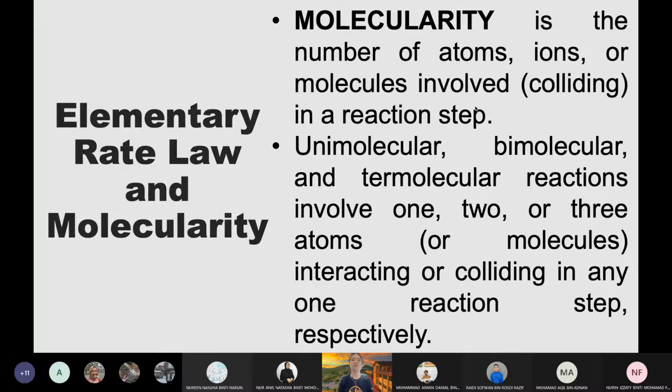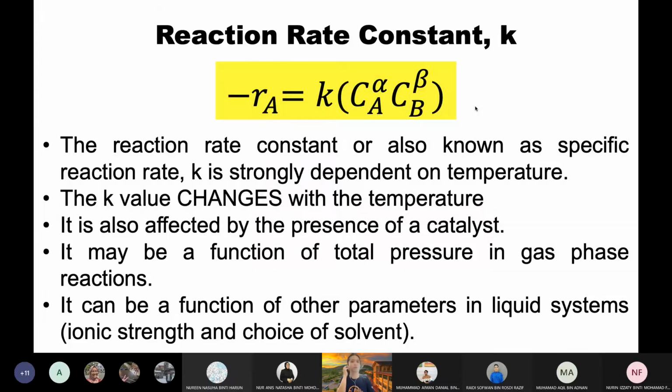So we name it as, kalau ada dua molecule reacting, we call it as bimolecular reaction. 1 is unimolecular, termolecular means 3 atoms or molecules reacting together. Okay, so that's just the term that we use, right? Okay, done on that part. Okay, that one was just theory. Now we go to another important thing.